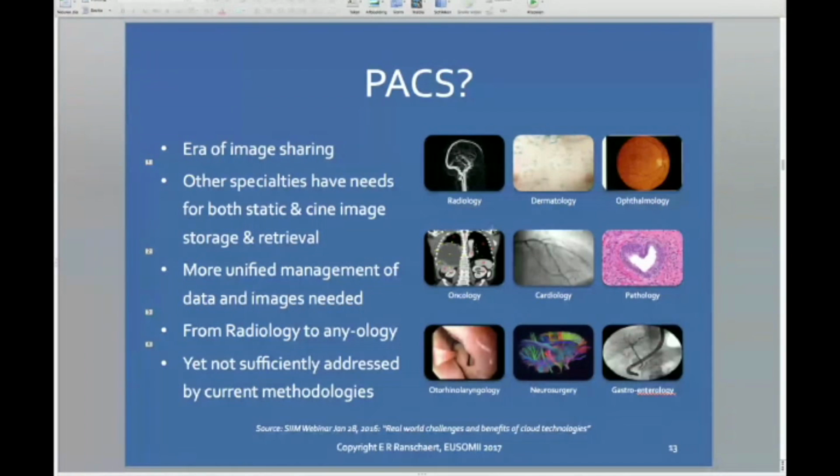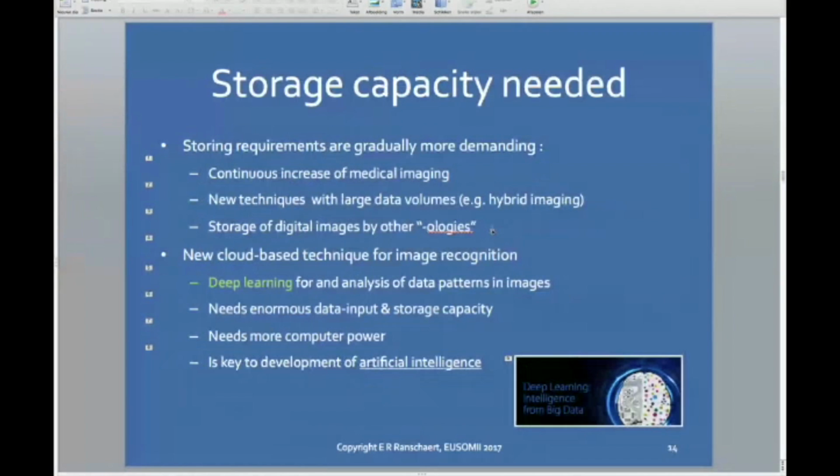So all these images have to be stored somewhere, and maybe we should define PACS as a storage for multiple specialties, which also, for example, asks for a more unified management of data and images. So I think that we are progressively moving from PACS for radiology to any-ology PACS. But this issue is currently not sufficiently addressed by the existing methodologies. So what we certainly need is more storage capacity if we're going for this type of PACS.